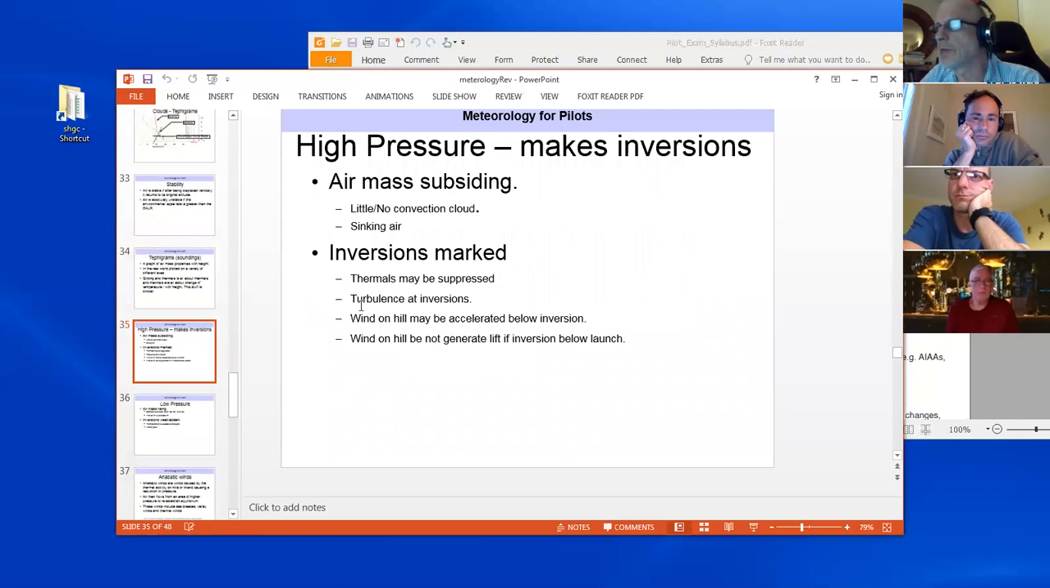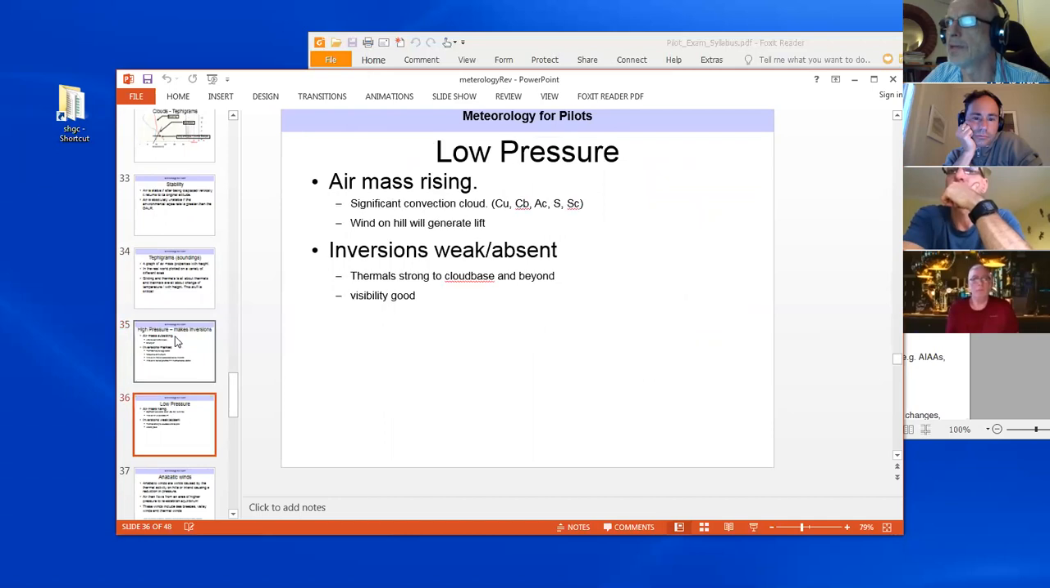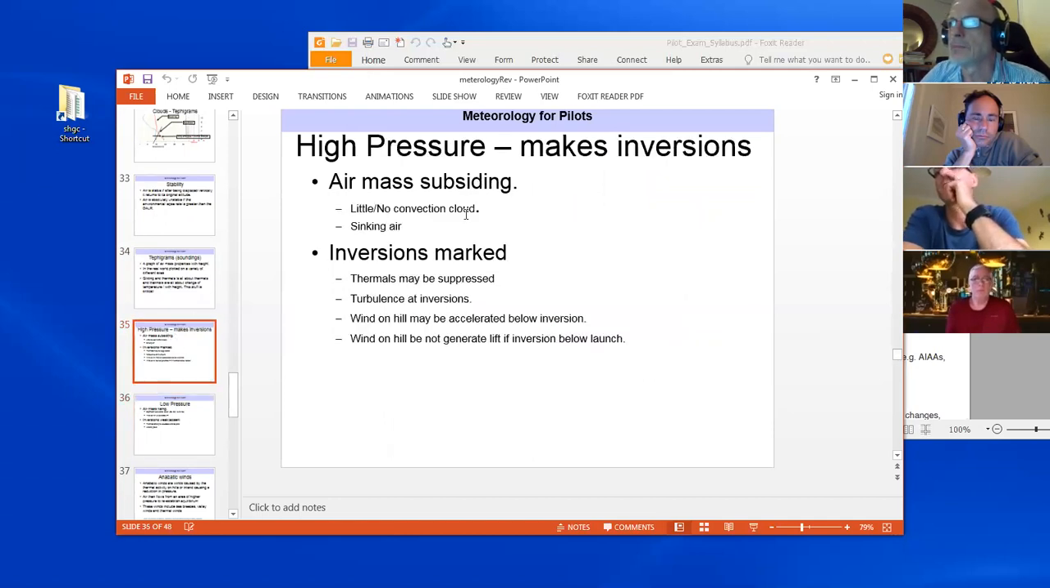So this, I think we covered these. I don't need to go over this again. These were to do with high pressure, low pressure, and things that characterize them. Just again, the basic data is that high pressure is a subsiding air mass. If air is descending, you have high pressure. Inversions are marked, thermals are suppressed, etc.